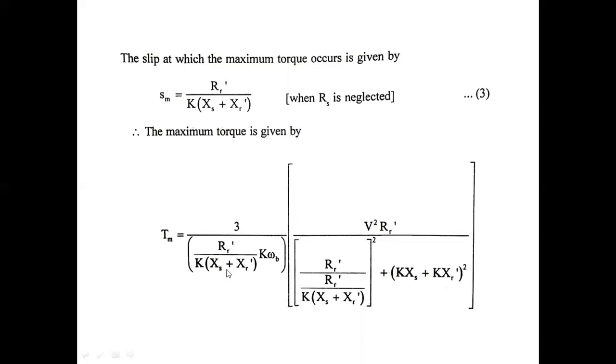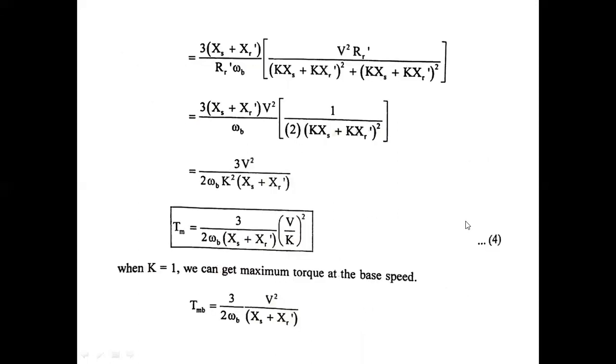In place of s, I replace this entire term, and where there is another s, I substitute that as well, and the equation remains like this. Then you simplify this equation, and we get one equation for Tm, the maximum torque, equal to 3 by 2 omega b into Xs plus Xr dash, into V by k, whole square. This is the simplification process, and after that we get this equation.